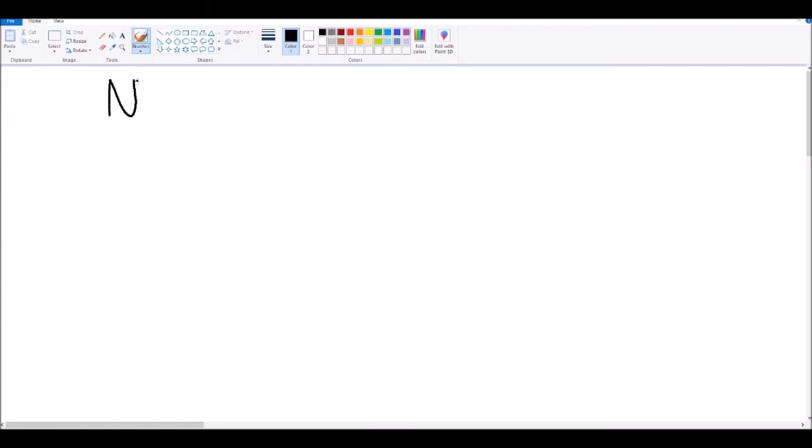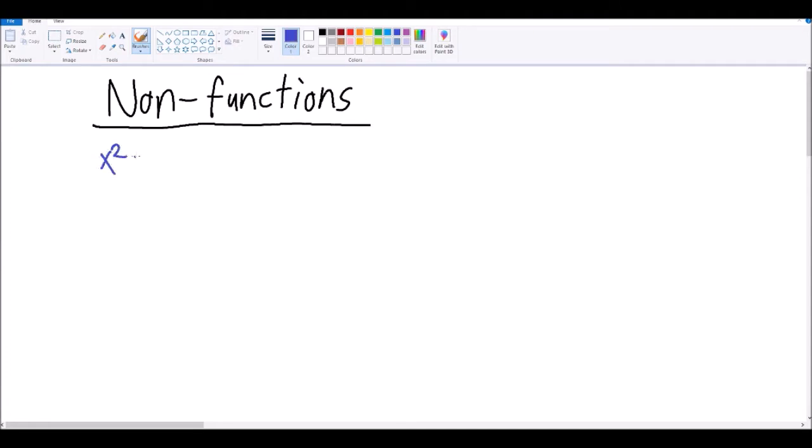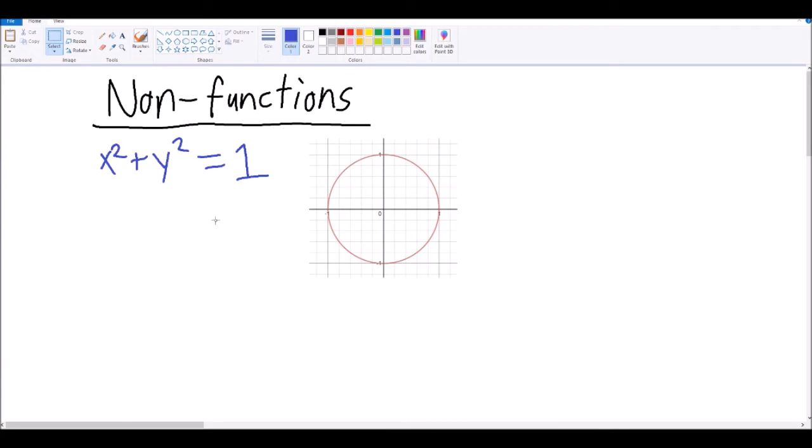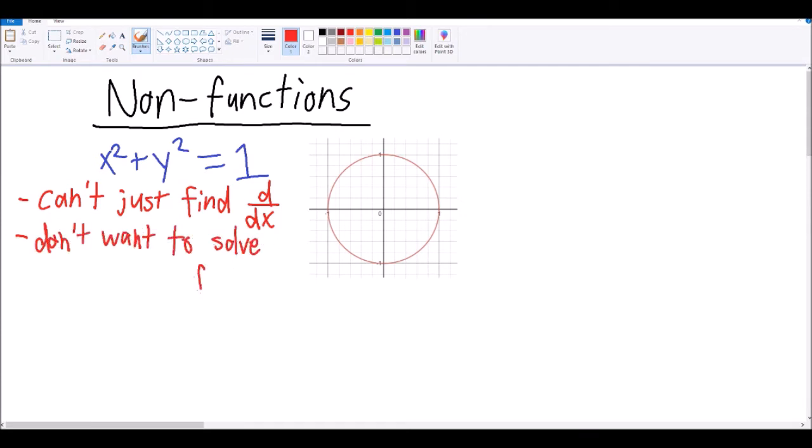Before we make a flowchart, we need to address exactly what came up at the end of last episode. Non-functions, like x squared plus y squared equals 1. This equation here plots a circle of radius 1 with its center at the origin. Since it's not a function of one variable, we can't just take the derivative and get the slope of the tangent line. But we also don't want to solve for y.